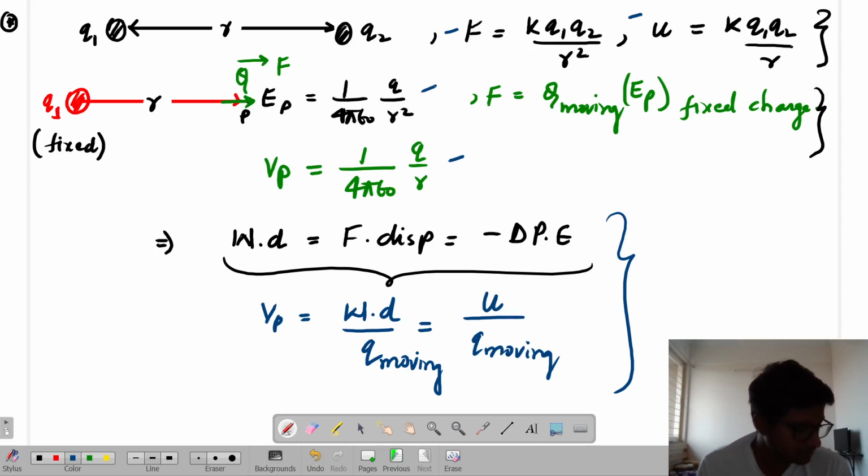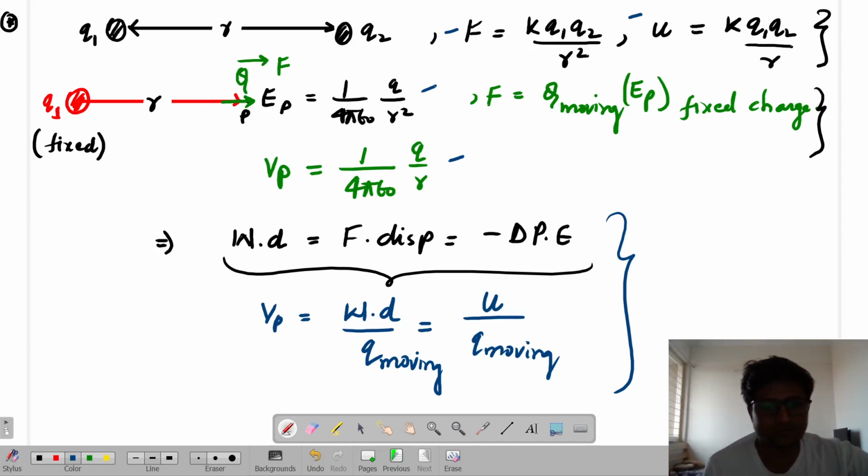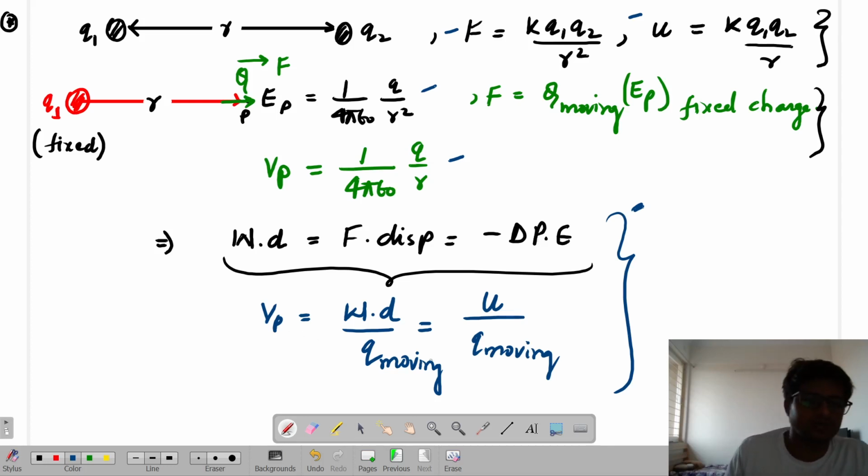Okay. So this is what you have to keep in your mind always. Whenever you are solving, whenever you are thinking, you have six formulas to always fall back upon, whichever suits, you have to apply. So two cases are there for moving. Work done is equal to force dot displacement is equal to negative of change in potential energy, and potential at any point is work done by the charge moving. Right or not?